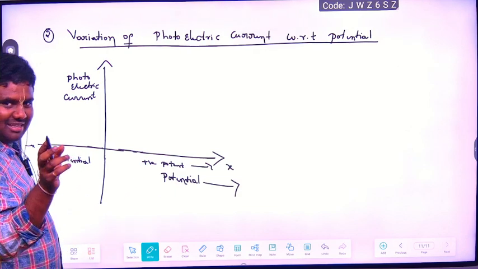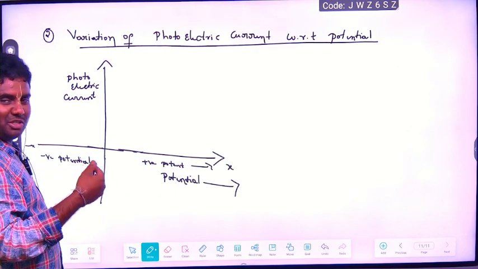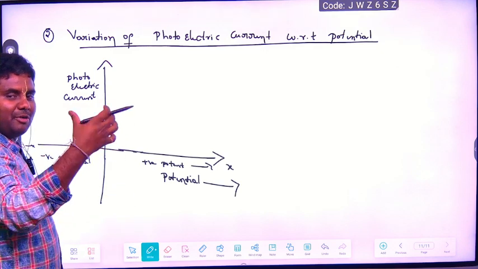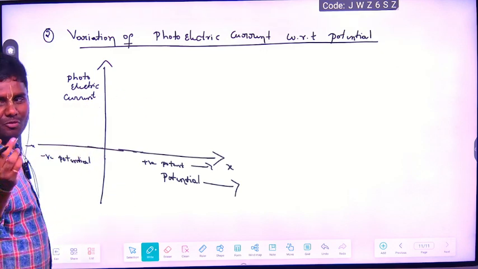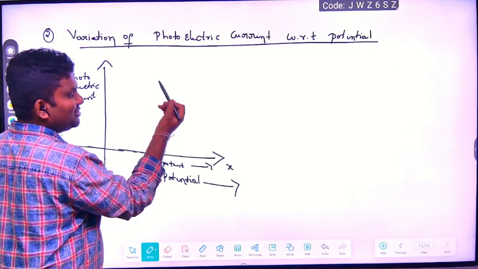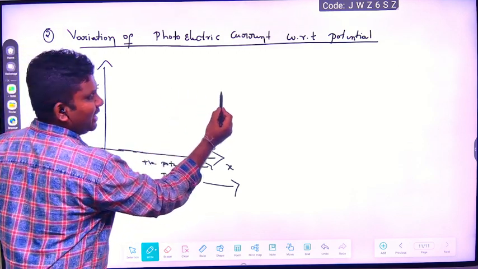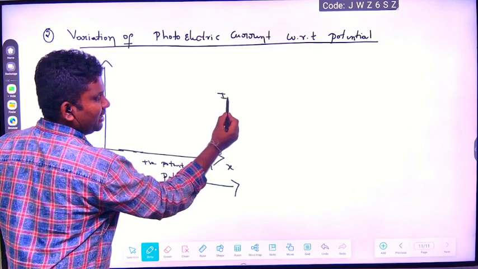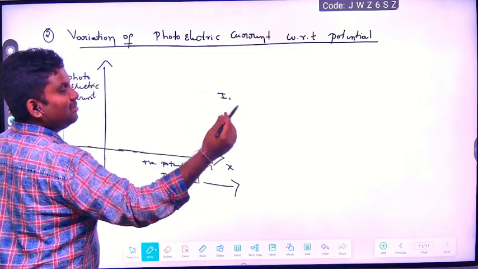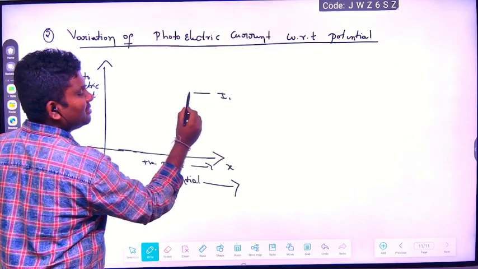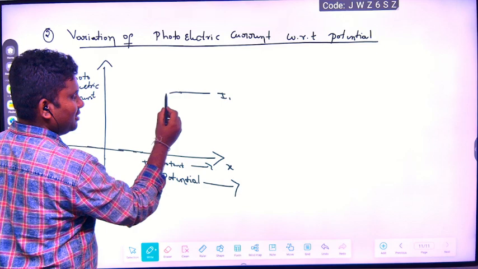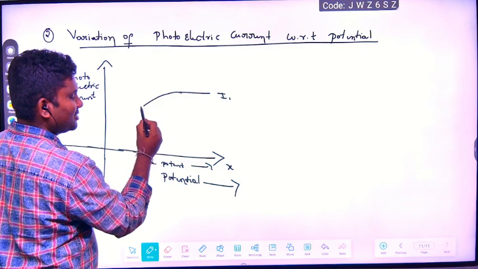No. Positive potential is given to the collector plate. When the positive potential is given to the collector plate, what happens? It attracts the maximum number of photoelectrons. So slowly what will happen? I will make it 0. For example, I will take some intensity of light, I1. When the positive potential is maximum, the photocurrent is maximum. Slowly I will decrease the positive potential. What will happen? The photocurrent also starts to decrease.